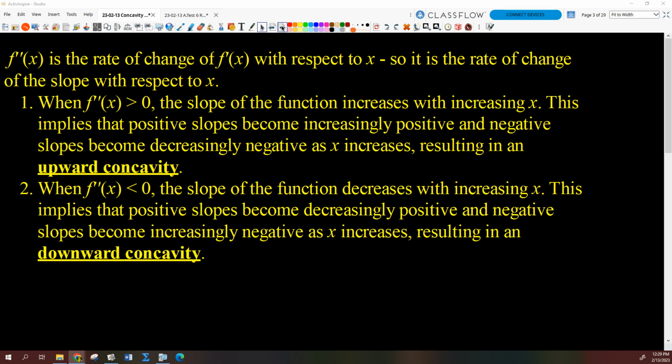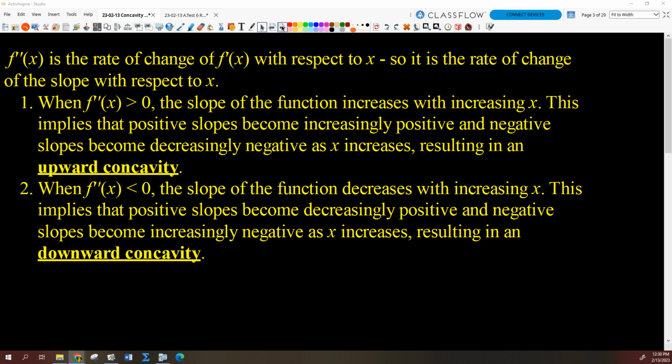Now try to conceptualize that. So what does it mean when the second derivative is positive? That means the slope of the function increases with increasing x. What's that going to look like? As I go further to the right, the slope is going to get steeper, right? Or it's going to get less negative. It starts negative, and as I go further to the right, it gets less negative, which is the same thing as increasing, right? Okay, do you see that what that's going to give us is a general overall shape that's an upward concavity, right?